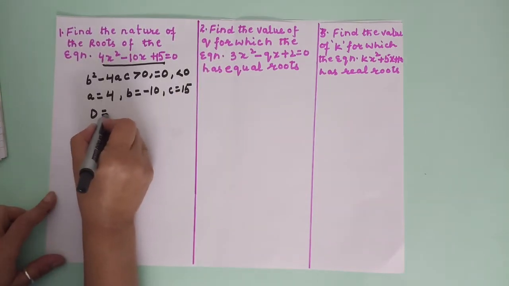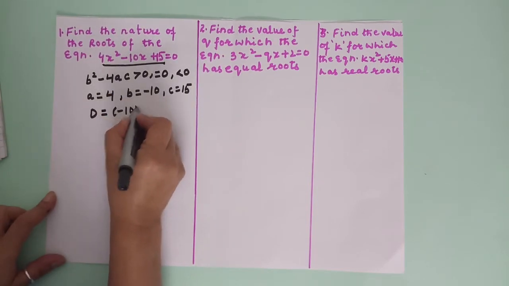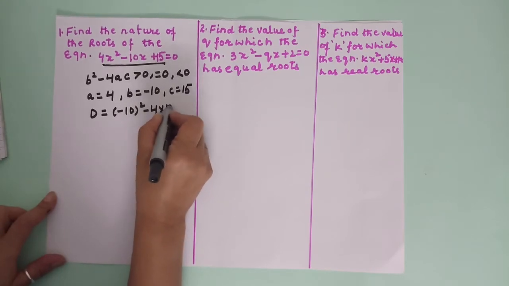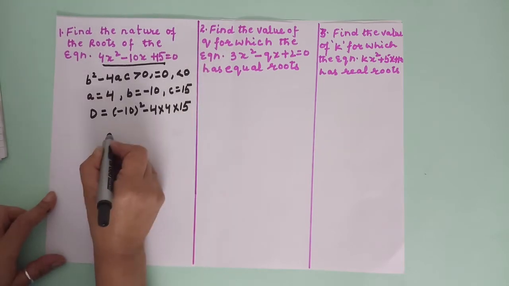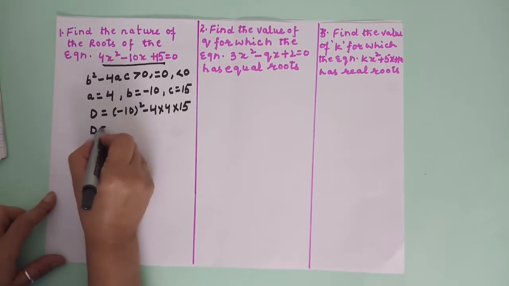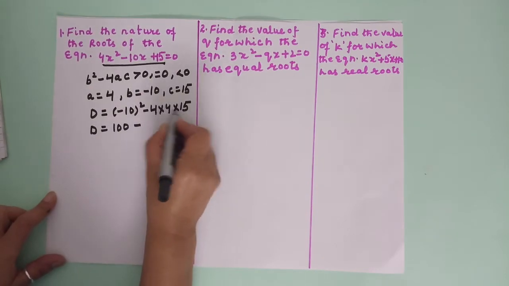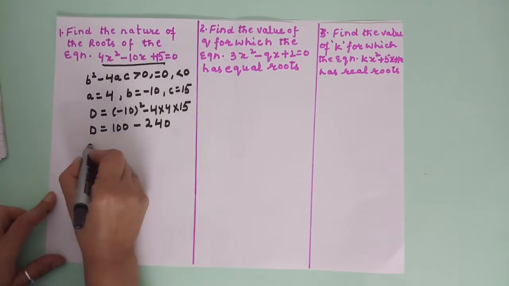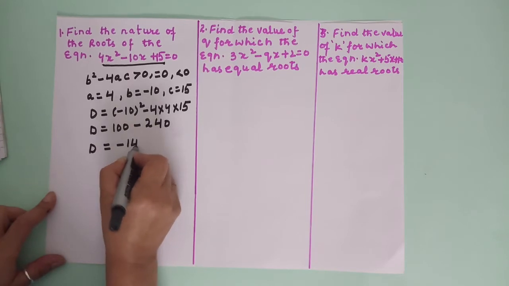Discriminant is equal to b square. What is my b? Minus 10 whole square minus 4 ac. What is my a? 4 and b is 50. C is 15. Okay. So d is equal to 100 minus 15 fours are 60, fours are 240. So I got the value of d as minus 140.